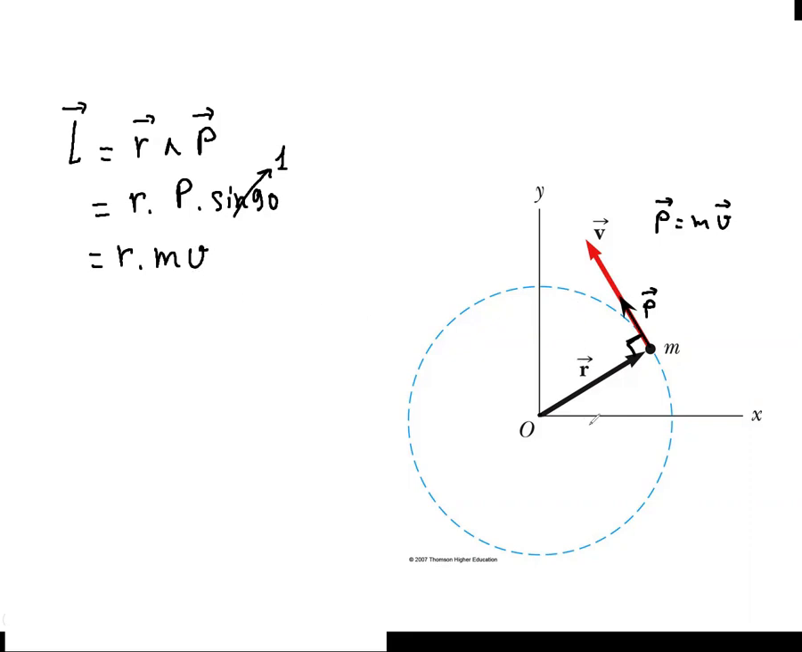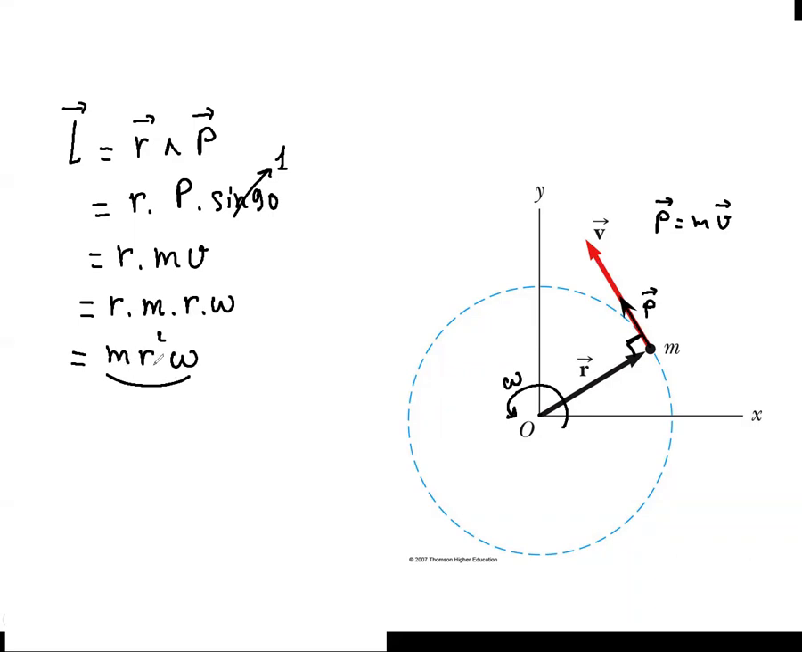And we have a rotation with angular speed omega. We have a relation between v and omega: v equals r times omega. We can write here r times M times r times omega, which equals M r square times omega. Okay, this is the magnitude.